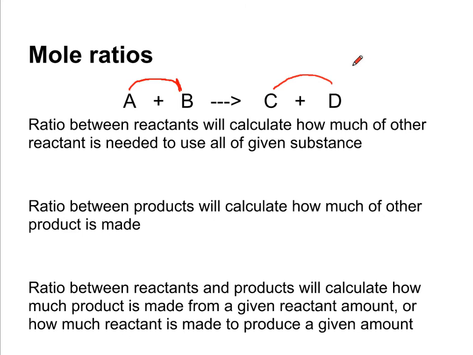The ratio between reactants and products is going to calculate how much product is made from a given reaction amount. That's what we did on the other side. Started with a reactant and went to a product. Or we could do it in reverse. We could start with a known amount of a product and go backwards to find out how much reactant we would need to make that amount of product.